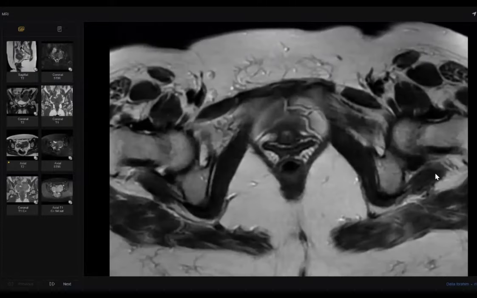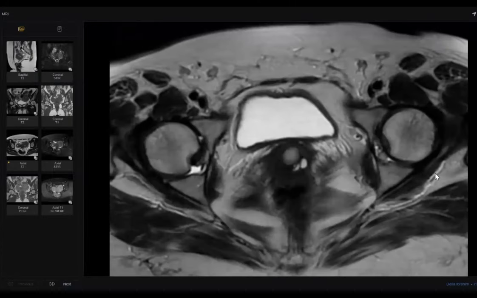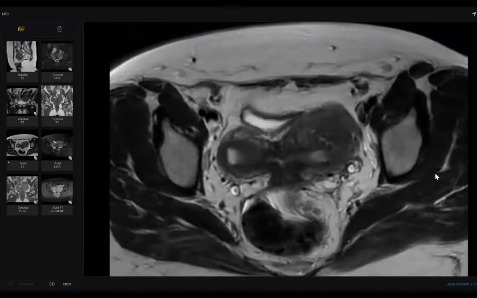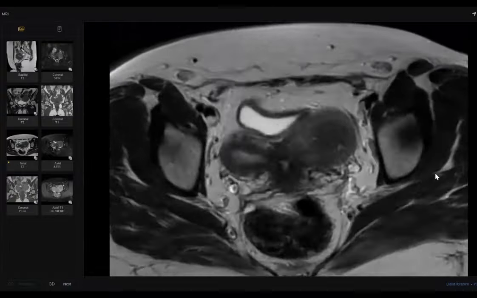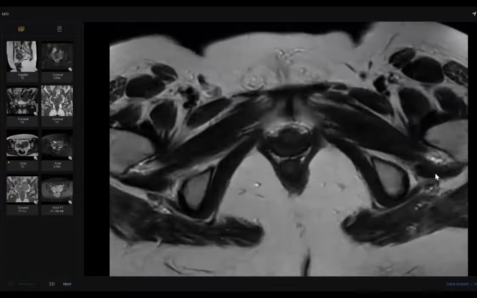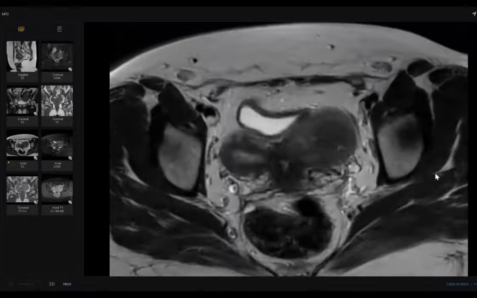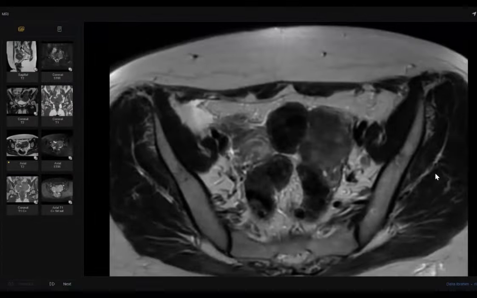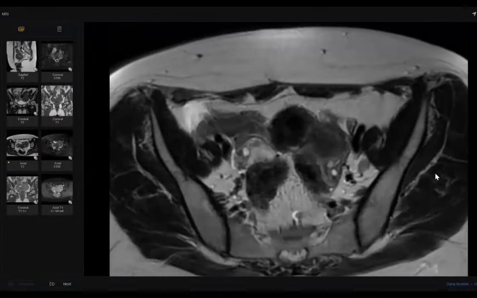What else should I be examining? I should be examining the vagina to see if there is a septum. However, I cannot see it. Look superiorly, please. What happened? What is this?